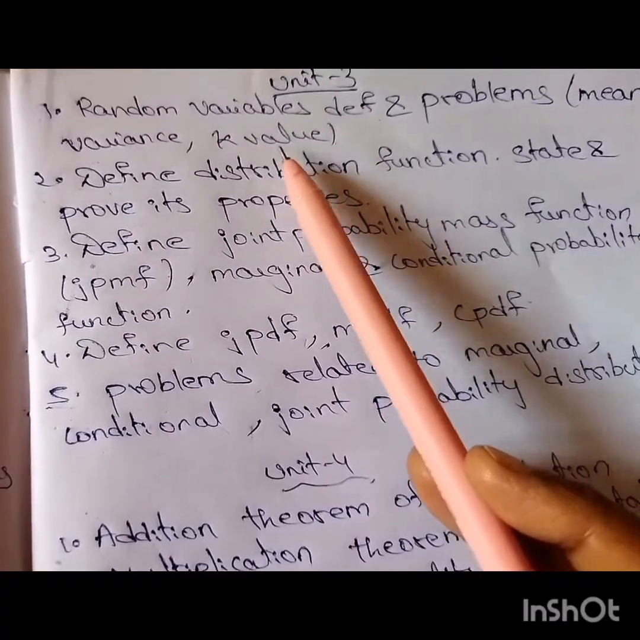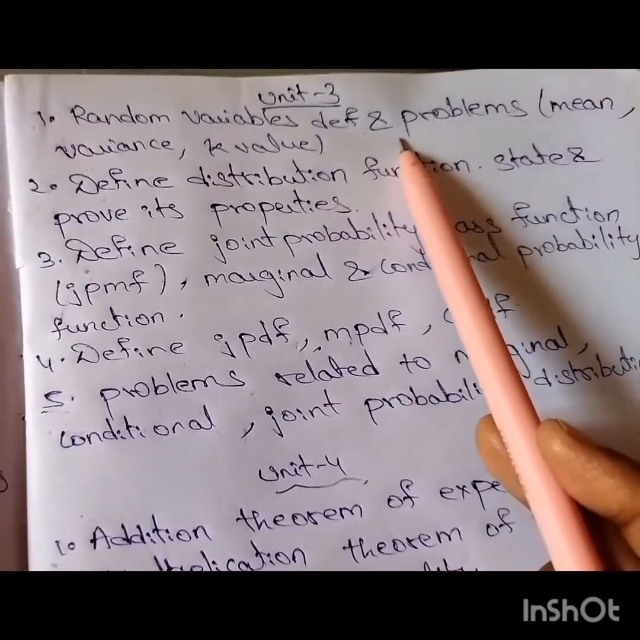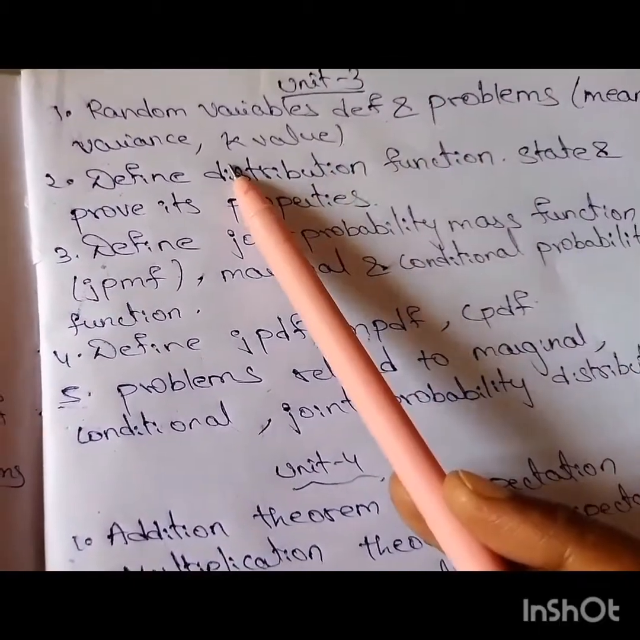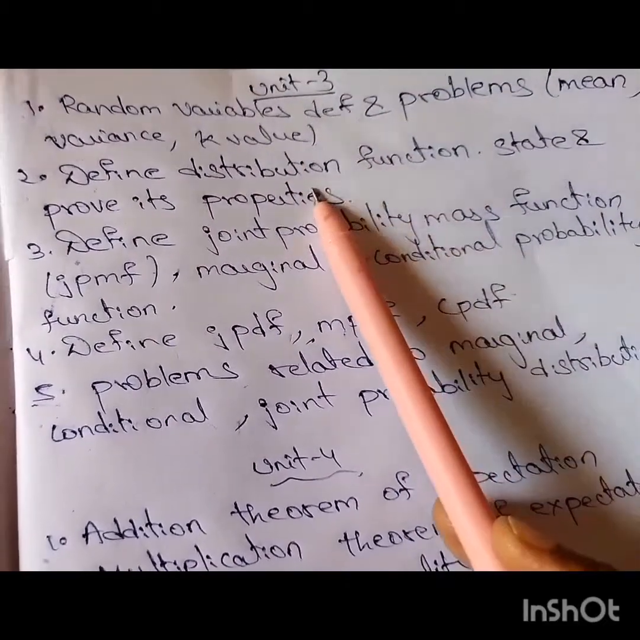You are having 2 types of random variables, discrete and continuous. And problems also you may get for short or long. So problems like finding mean, variance and k-value, those types of problems you may get for long answer.